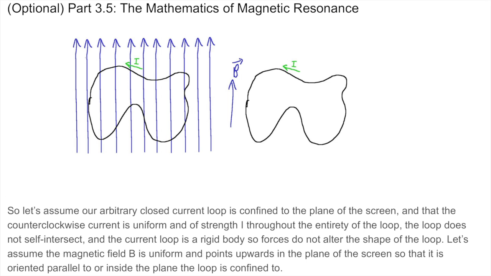So let's assume our arbitrary closed current loop is confined to the plane of the screen and that the counterclockwise current is uniform and of strength I throughout the entirety of the loop.